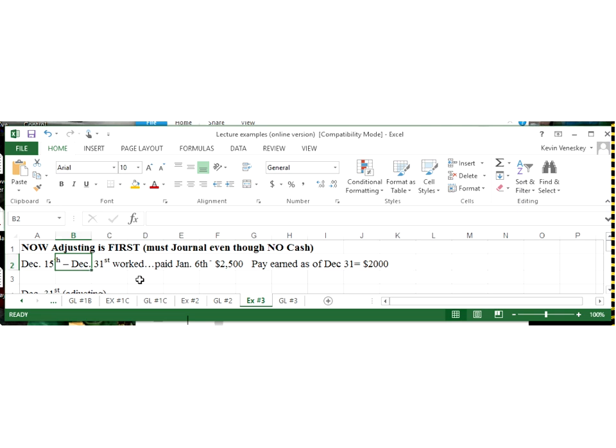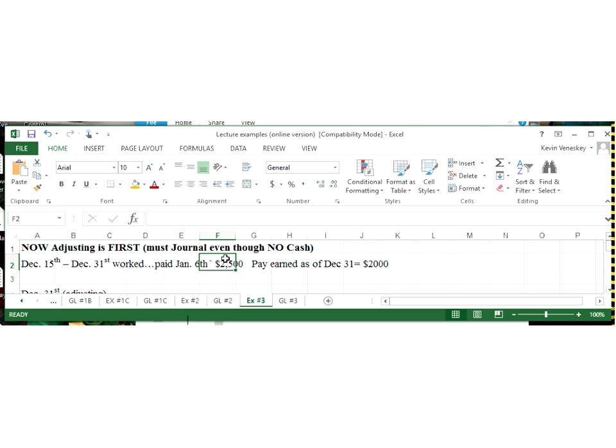So let's look at this little example here. For a 2-week period, my workers worked, and payday comes on January 6th of $2,500. Now, payday also included the holiday of January 1. And so as of the 31st, my employees have earned $2,000 out of the $2,500 that they're going to be paid at the beginning of next year.